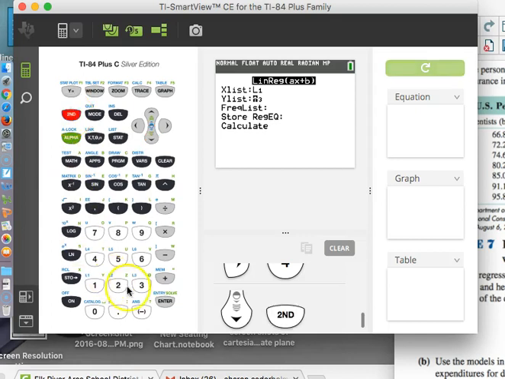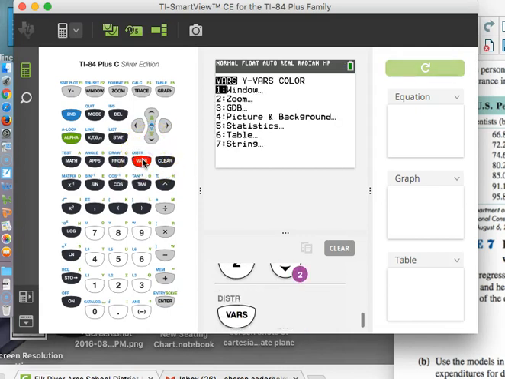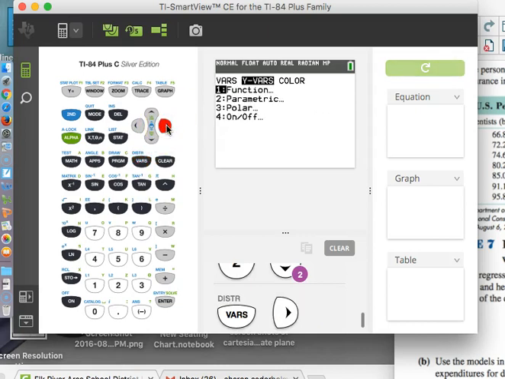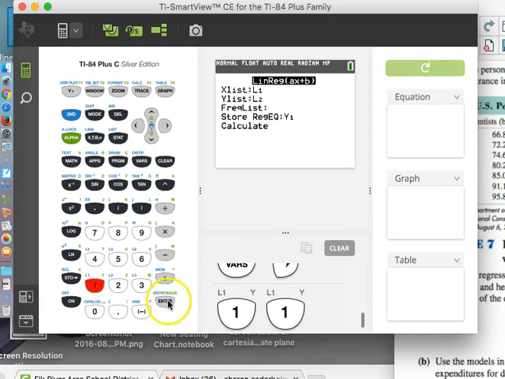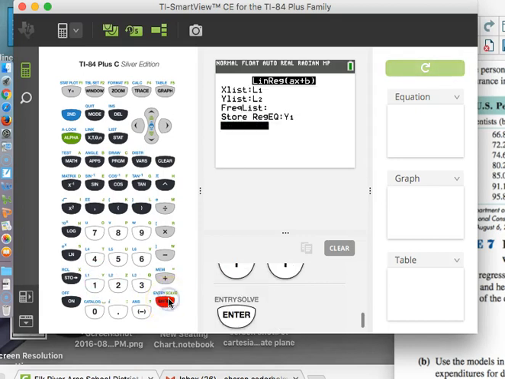So I have to change this by hitting second number 2 to get list 2. And I want to store it so that I can see that really nice graph for my line over the top of my stat plots. That comes from variables, VARS, and Y variables, so to the right once, number 1 for functions, and then I'm going to choose number 1 for this first linear regression, and then hit enter down to calculate.